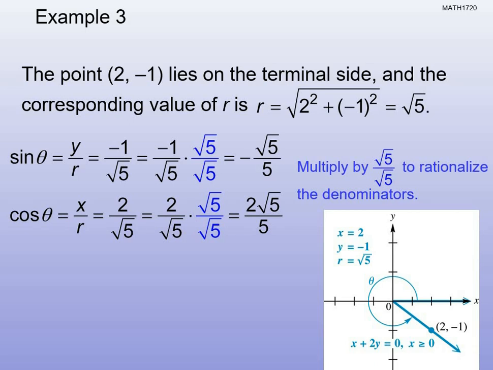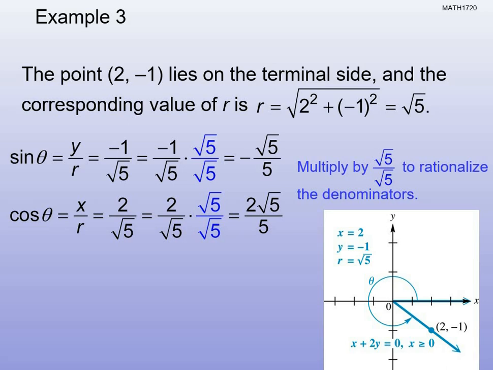If we look at cosine of theta, it's our horizontal component over our magnitude. So it's 2 divided by the square root of 5. We have to rationalize the denominator again. So I still have to multiply by square root of 5 over square root of 5 because that's what's in the denominator. So on top I get 2 times the square root of 5, divided by the square root of 5 times the square root of 5, which is the square root of 25. Square root of 25 is 5. That's why 5 ends up in our denominator there.